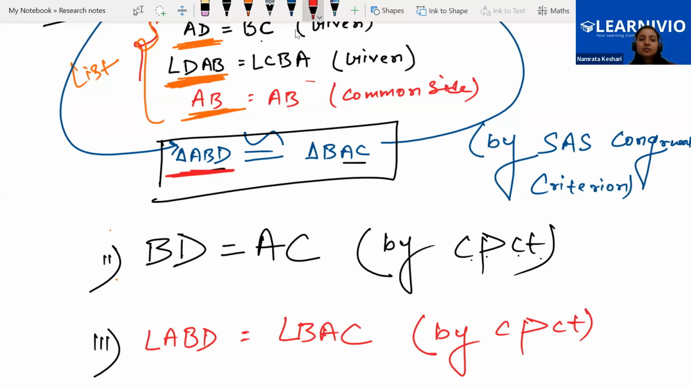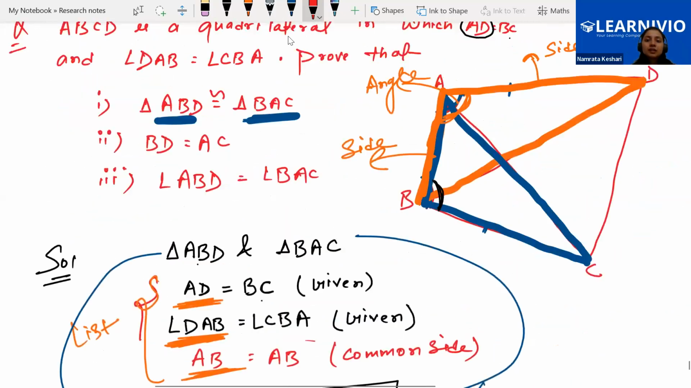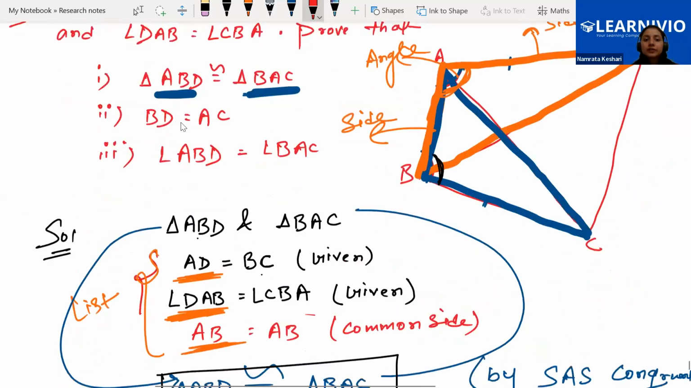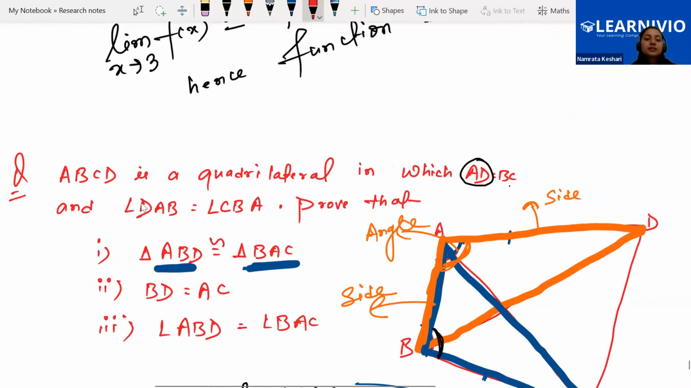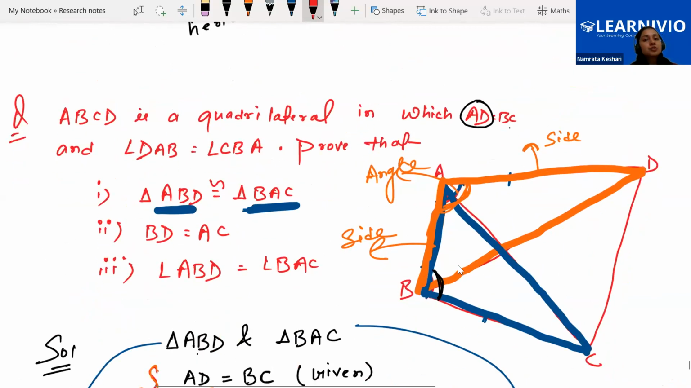Anyone having any confusion? Okay, let me summarize. The figure is already given. ABCD is a quadrilateral. This side is equal to that side. This angle is equal to that angle, so this triangle is congruent with that triangle. I have just highlighted the triangle.